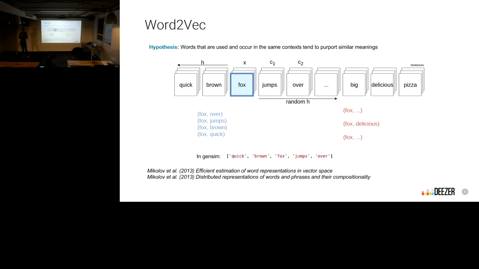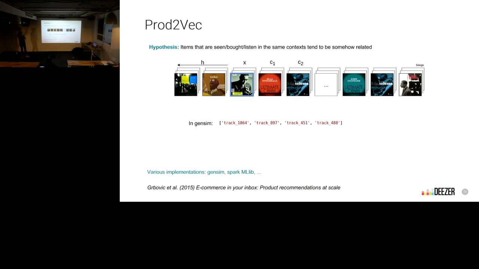From an implementation point of view, there are several implementations of the Word2Vec algorithm. The most popular ones are GenSim and SparkMLlib. You just have to pass as input a list of arrays with your sentences to GenSim, and then you can start training and get as output your word embeddings. So now we saw that Word2Vec can be used to create word embeddings, but we want to do musical recommendation, so we want to have track embeddings.